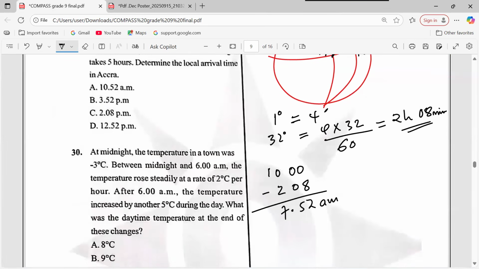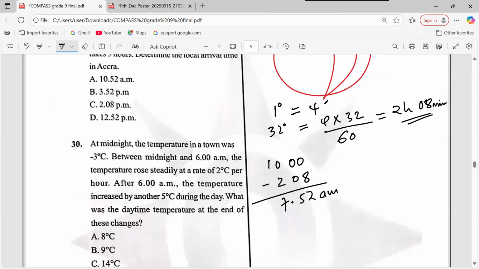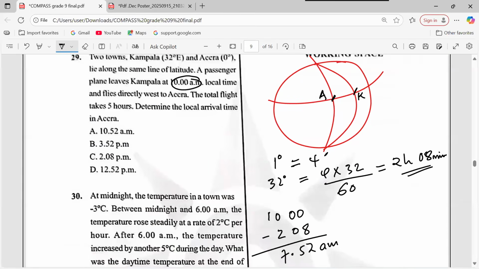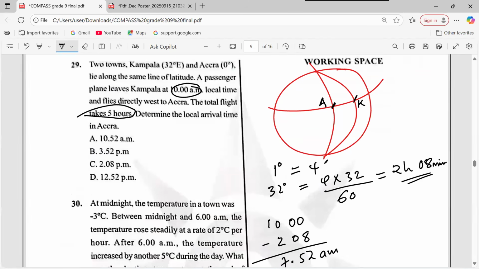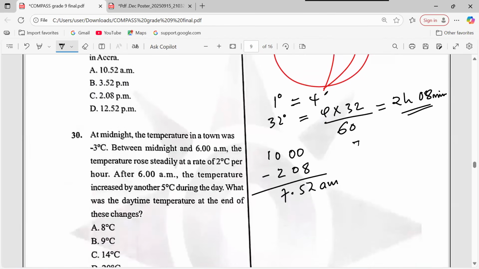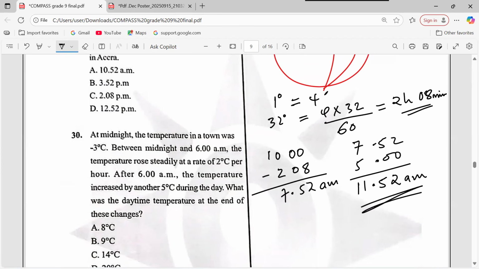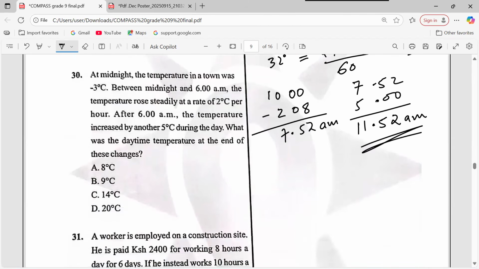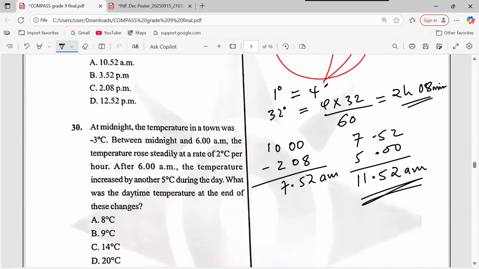we still have to reason very quickly and say, now, apart from this time difference that you've catered for, there is time for the flight, which is 5 hours. So we shall say 7:52, then the flight takes 5 hours. This becomes 11:52 a.m. the same day.